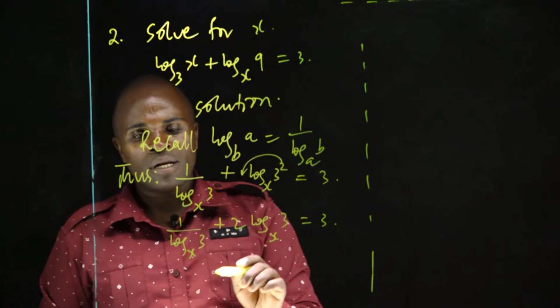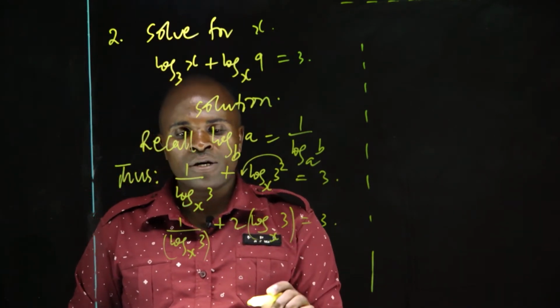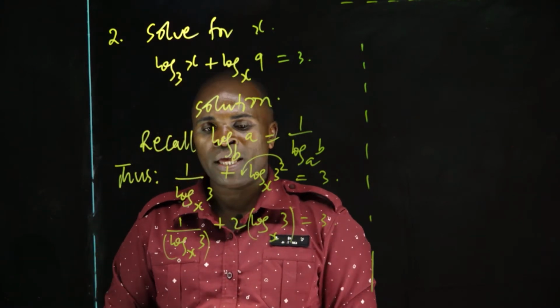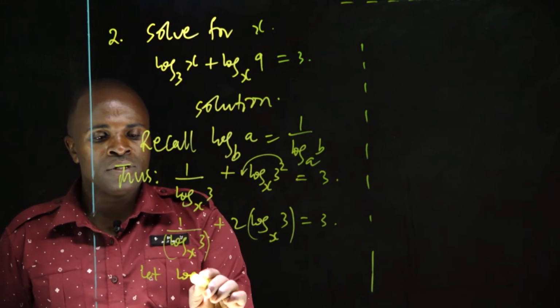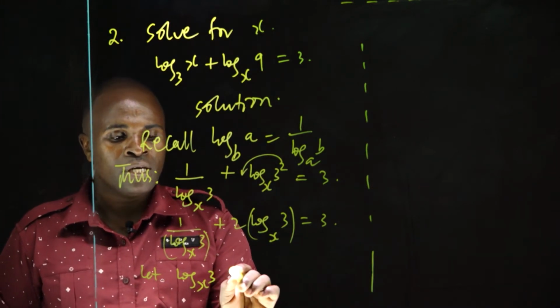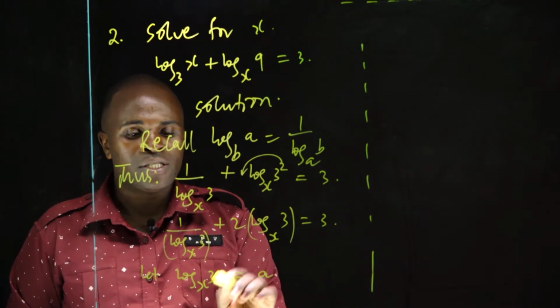If you check this one, class, it is easy to say there exist two parts which are congruent or identical. So I can simply say let logarithm of 3 base x be a, let's say.